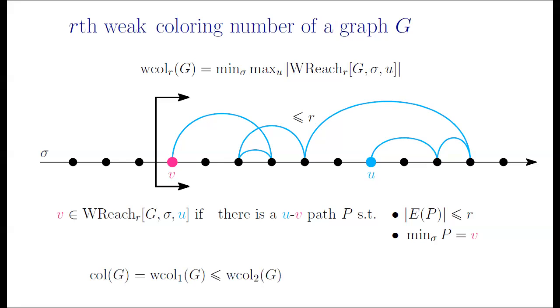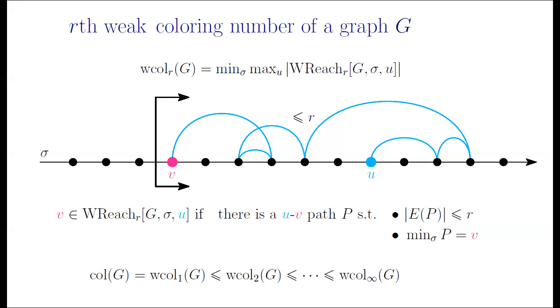If we make r bigger and bigger, then this parameter will grow, because we can always reach more and more vertices. Maybe the same, but not less. So if I allow 2 edges, then I can reach more, probably, in most cases. So the next parameter, wcol_2 of G, is not less. And we can of course go on, and for all positive integers we get a sequence of inequalities.